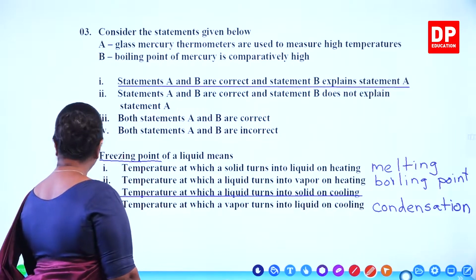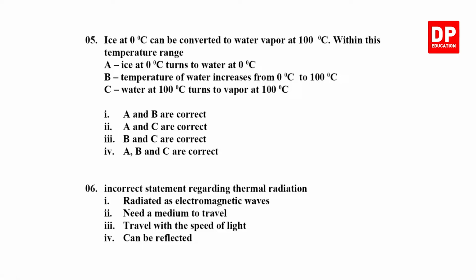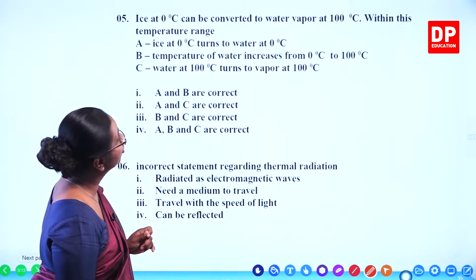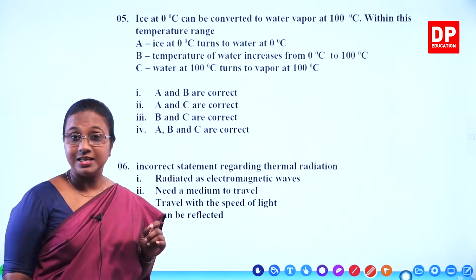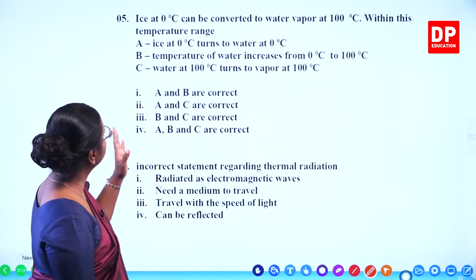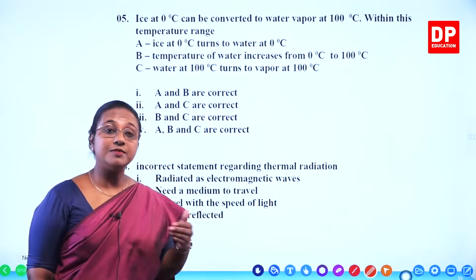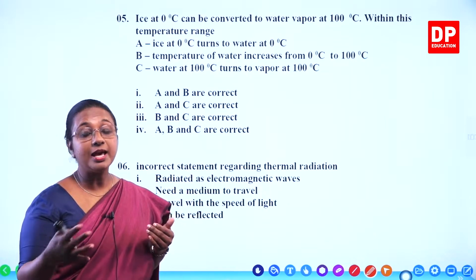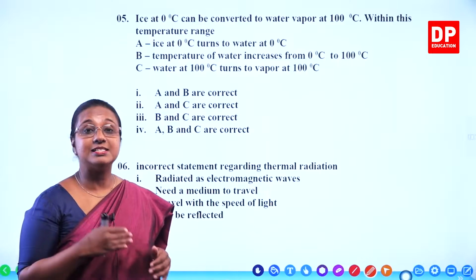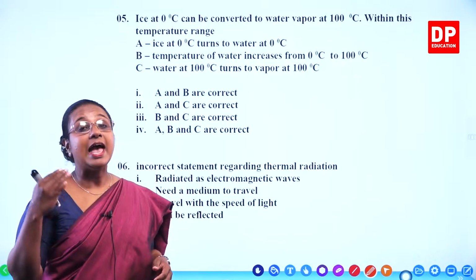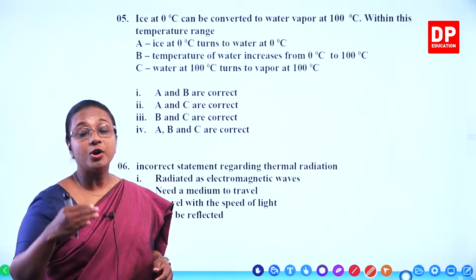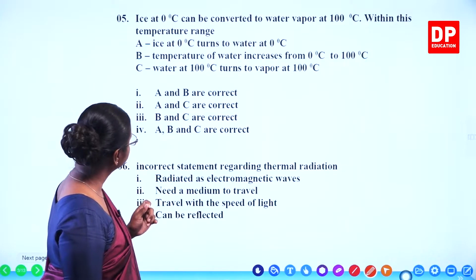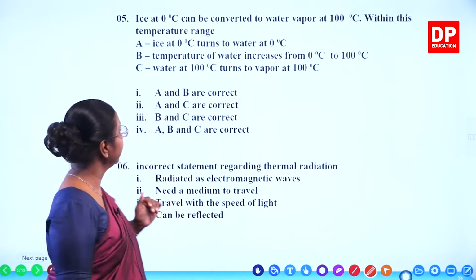With that, we will move on to the next question, question number 5. Ice at 0 degrees Celsius can be converted to water vapor at 100 degrees Celsius. That you all know. If we heat ice, it will become water. First, it will melt and become water. Then, water will become hot. And thereafter, at 100 degrees Celsius, water will start to boil. And then, during boiling, water will be converted to water vapor. Within this temperature range, what are the changes that take place?